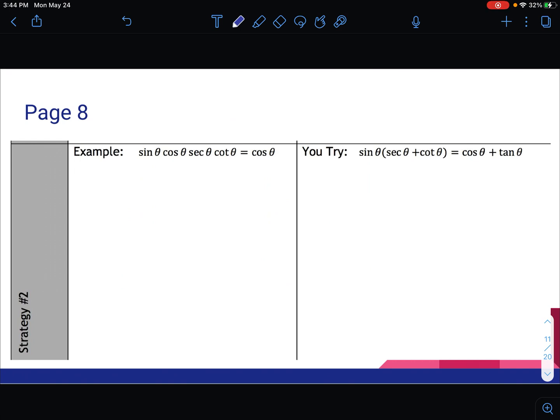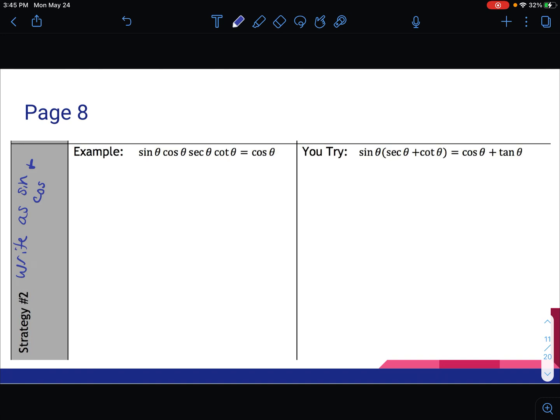All right, next strategy we are going to look at is change to one or two functions. So usually we write as sine and cosine.